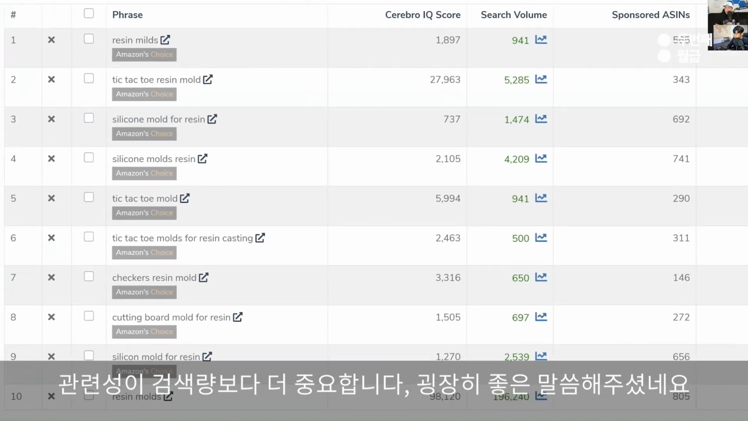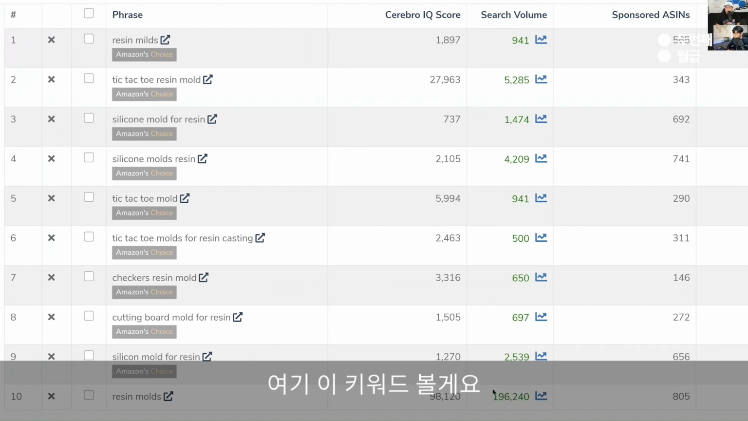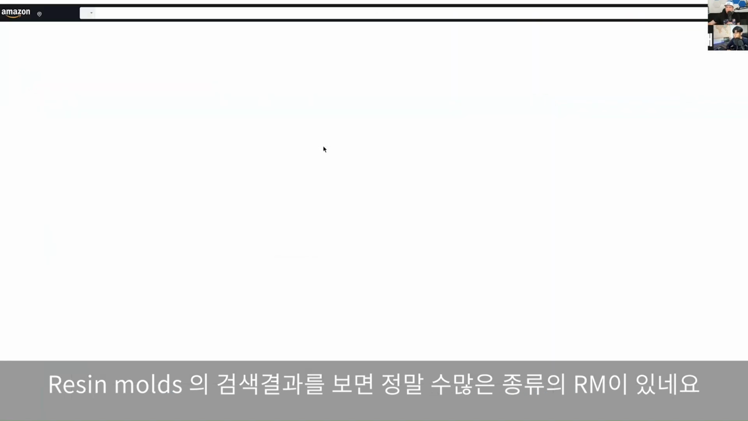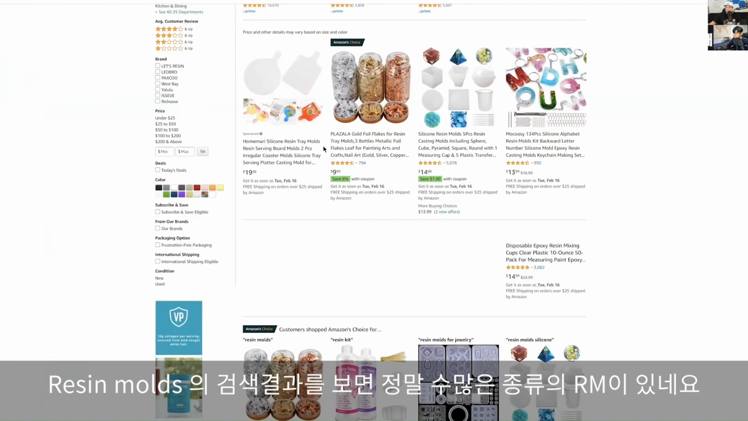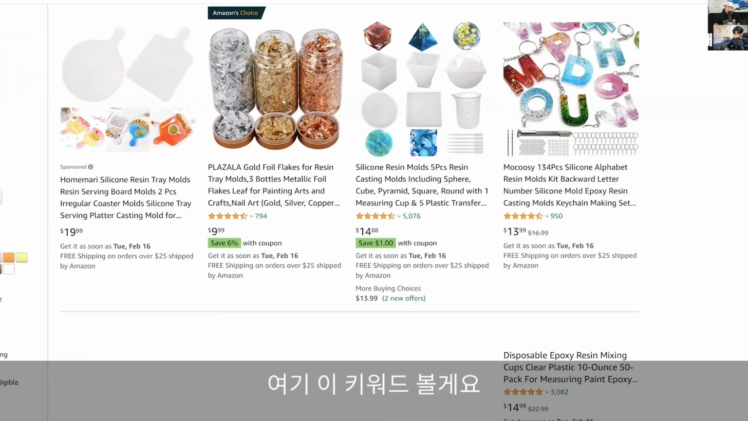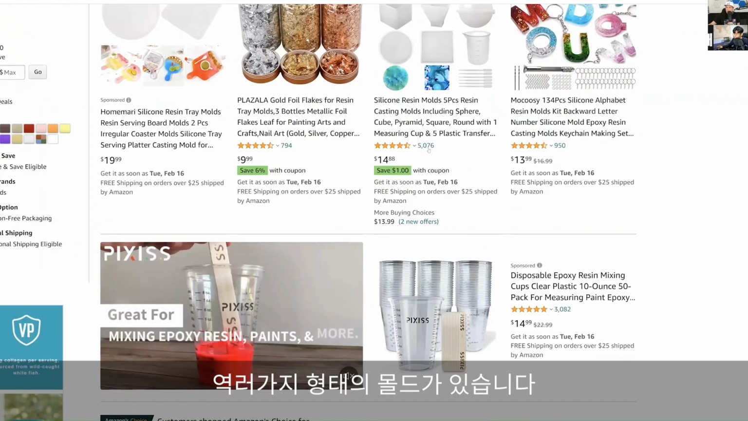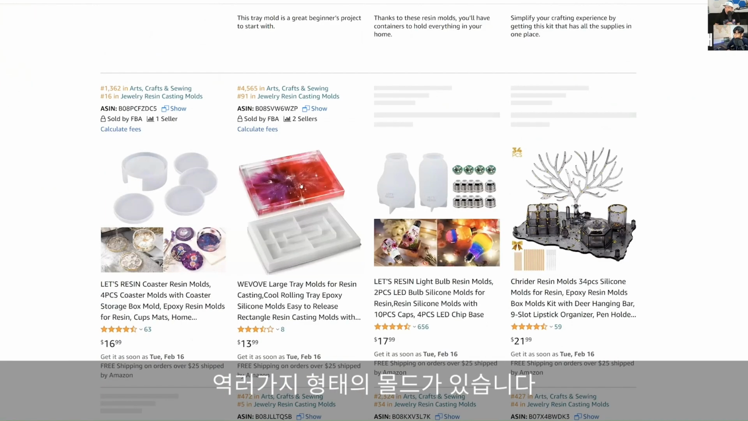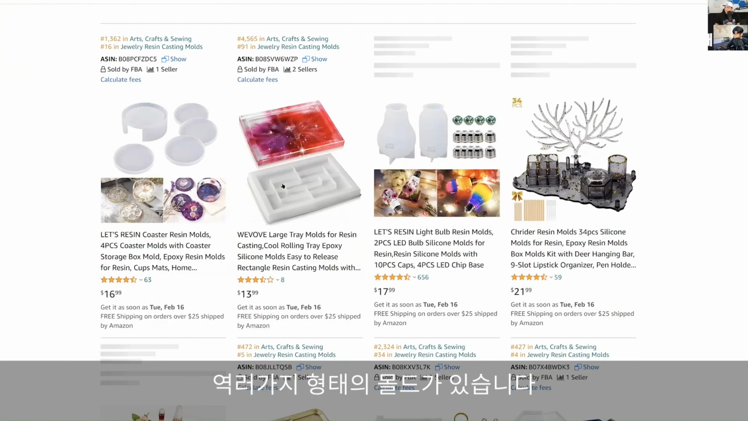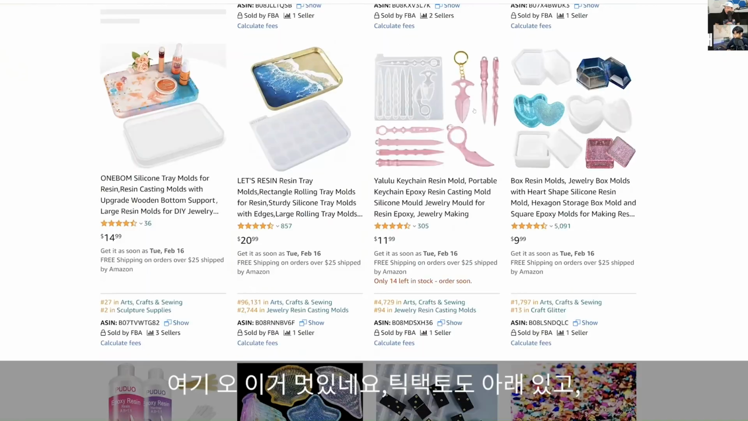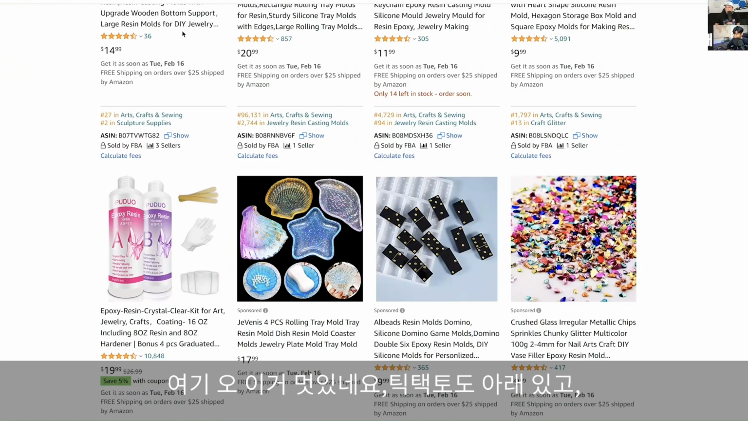Because resin, you brought up a very good example. Let's look at how this keyword looks right here, resin mold. As we can see here, there are all kinds of different molds, right? What do we see here? Letters. I see shapes. Those are sponsored ads. Let's see. Here's a maze, this is kind of cool. And then there's the checkers, and then there's a tic-tac-toe a little bit farther down.